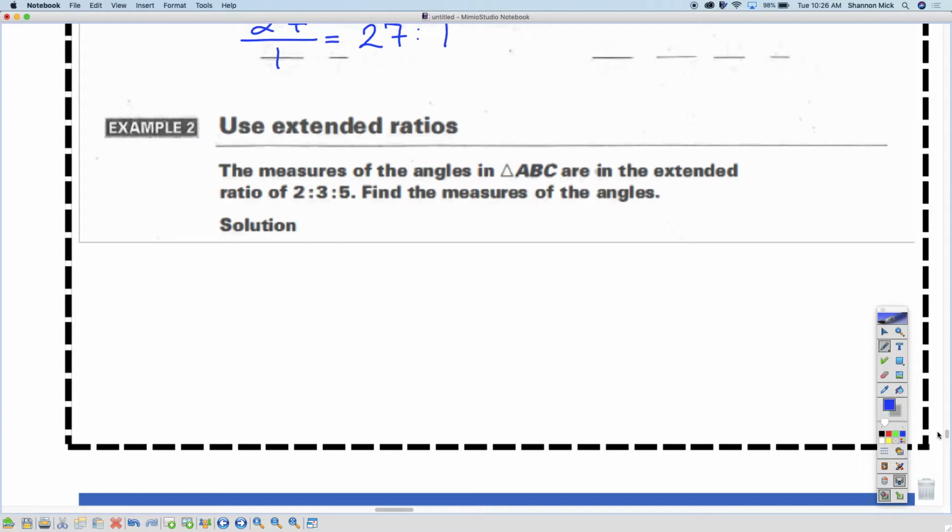Now, the measures of the angles of a triangle ABC are in an extended ratio. Extended just means more than 2. The extended ratios can go forever. Got it? So we have a 2 to 3 to 5. How many angles are in a triangle? 3. So how many numbers should I have? 3. I can do the same thing with angles as I do with sides. I can use it in a triangle, a rectangle, anything.